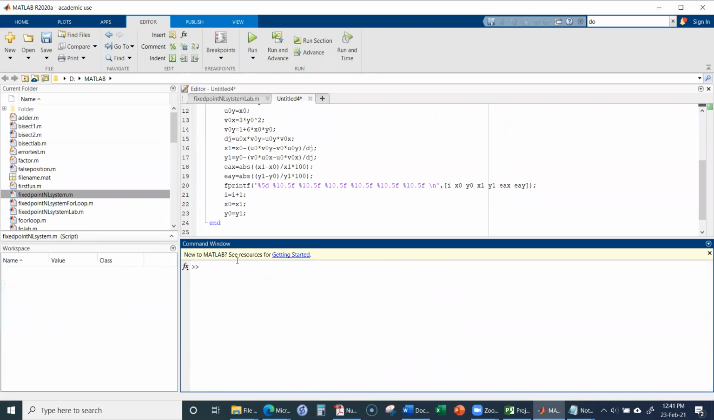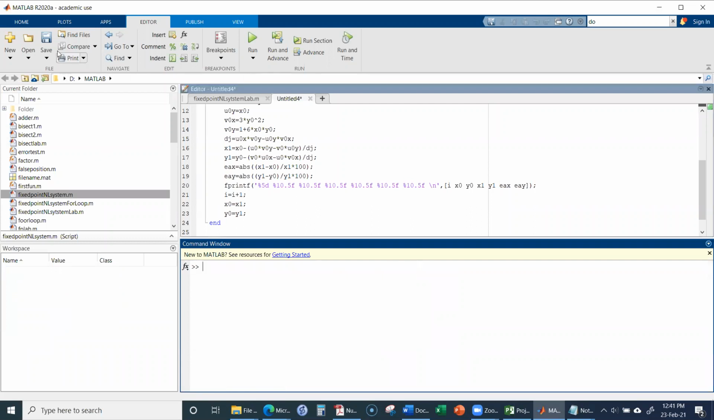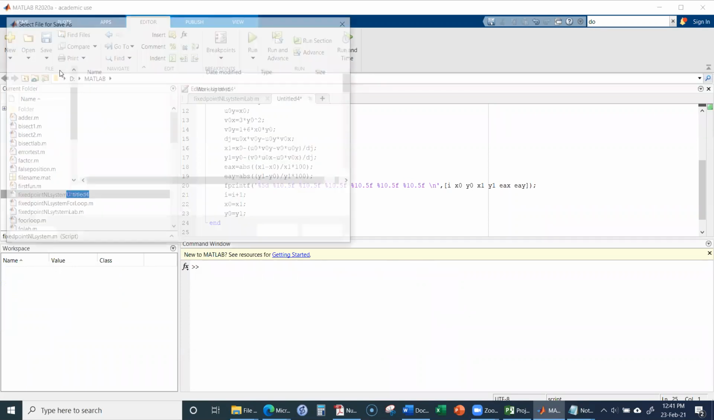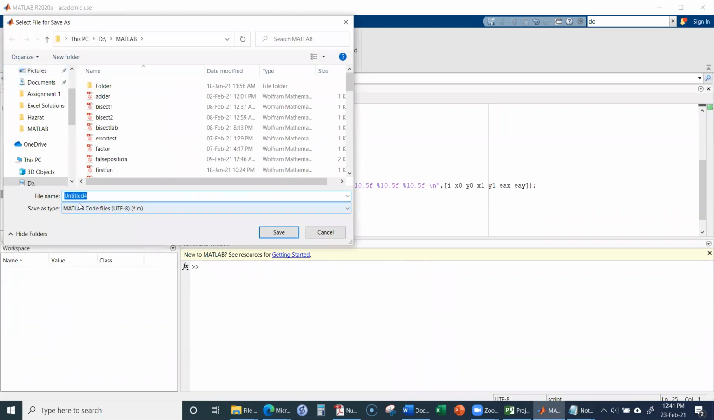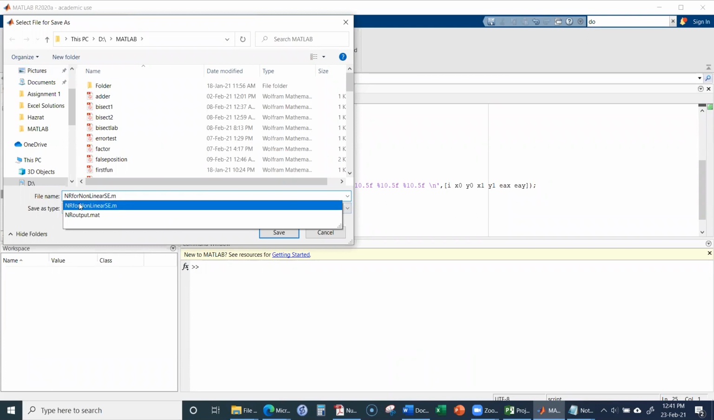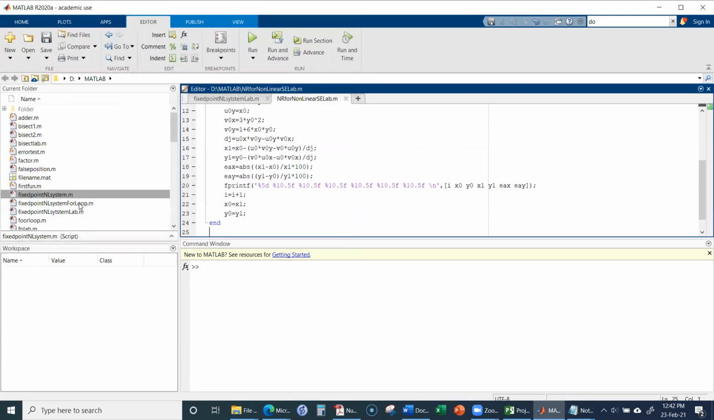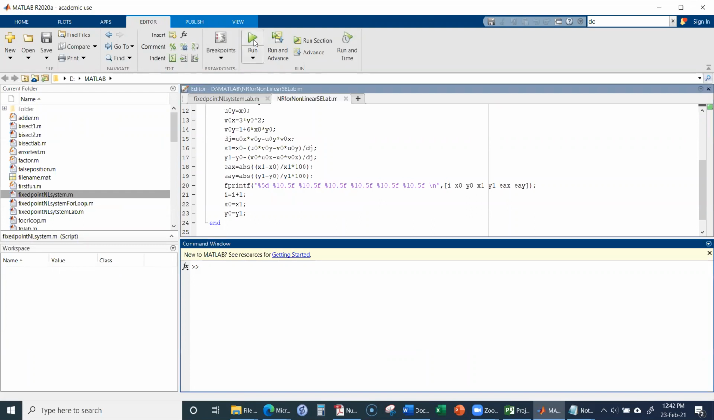Clear, and then, but I think we need to save it. So save. Save it as like Newton-Raphson system of linear equations for lab. Okay, whatever the name. Okay, so, and then run it.